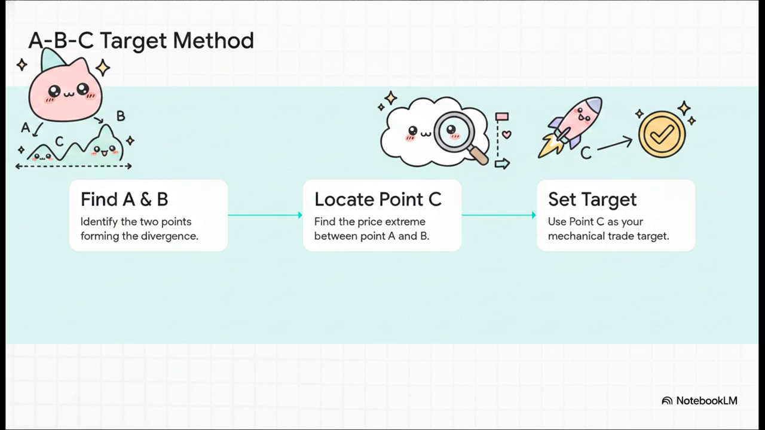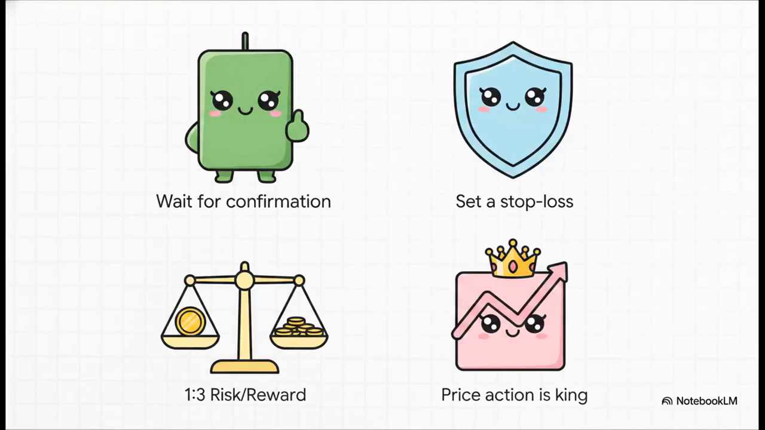First, you just identify point A and point B on your chart. Those are the two peaks or valleys that actually make up the divergence. Next, you look at the price action right in between those two points. Find point C. That's the lowest valley between two peaks in a bearish setup or the highest peak between two valleys in a bullish one. That point C becomes your exact mechanical trade target. Once the price hits that level, the divergence has done its job and it's time to take your money off the table. But hold on, before you actually enter the trade, you've got to run through this professional checklist.